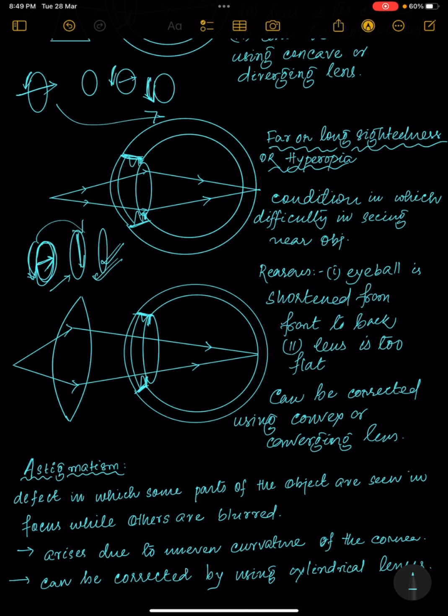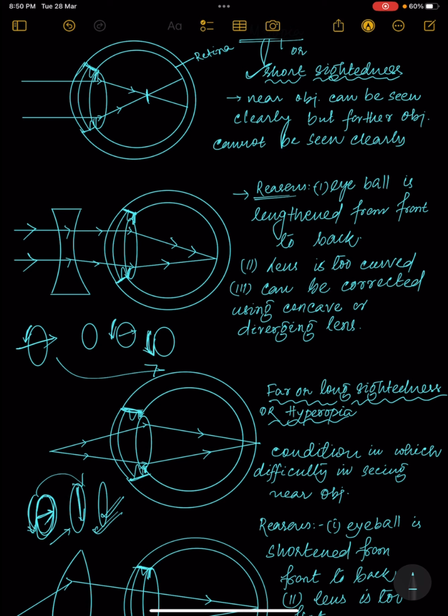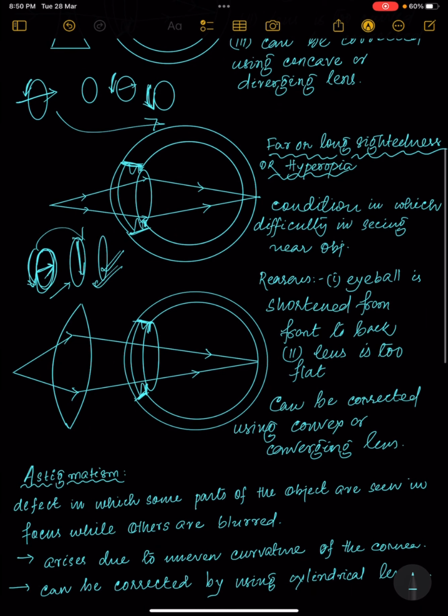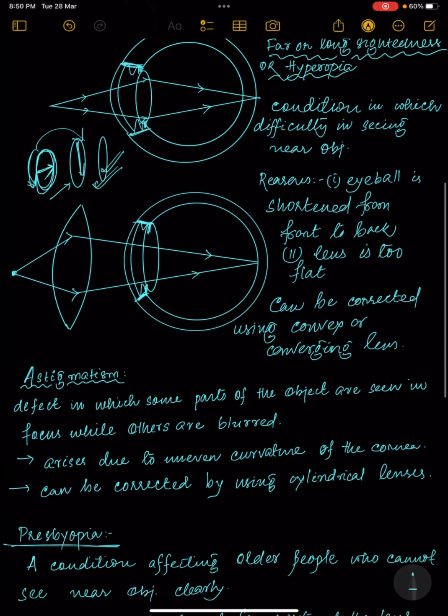You can see the diagram. Diagrams are mostly asked in the exams. In this case, the image is formed behind the retina, so we have difficulty in seeing near objects. And in the short-sighted case, the image was formed in front of the retina, so farther objects cannot be seen clearly, but nearer ones were seen very clearly. So this is the diagram after correcting using the convex lens. This is the point from which the light rays are originating.